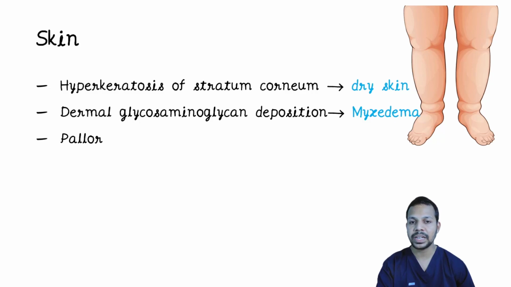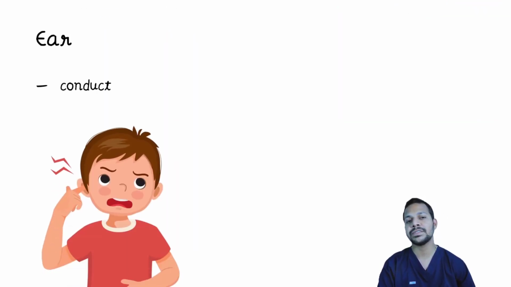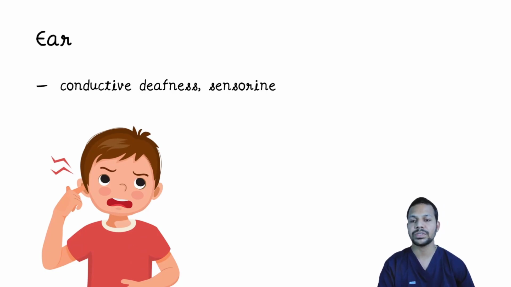The patient can also have pallor. Nail and hair are also involved. So there is poor nail growth, and the hair becomes brittle and sparse. Because of that, the patient will also have alopecia subsequently. What happens to the ear? The patient will have conductive deafness or sensorineural hearing loss.